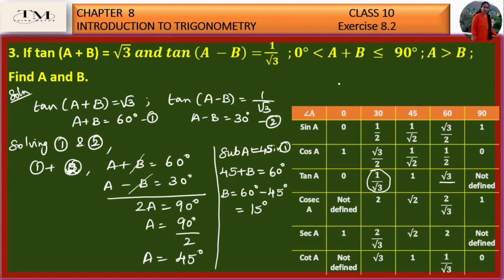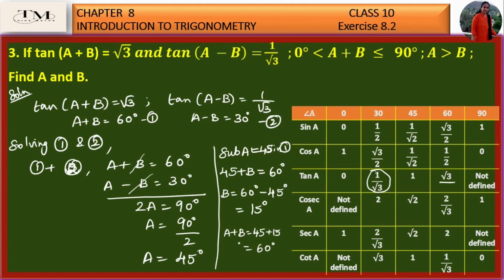So what is a plus b? A plus b is 45 plus 15. So 45 plus 15 is 60 degrees. So a plus b lies between 0 and 90. So it is not greater than 60 and it is greater than 0. So we found the correct value.